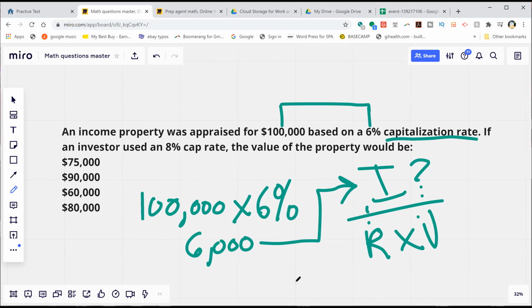So now, guys, what cap rate do they want to base this value off of? I'll give you a hint. They want to know if we use an 8% cap rate. So what's the final one? Oh, Shannon got it. 6,000 divided by 8%. And tell me what that number would be, Shannon, or anybody.